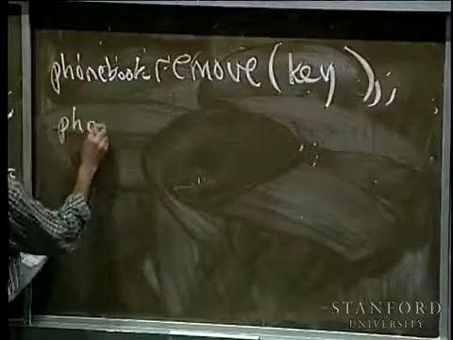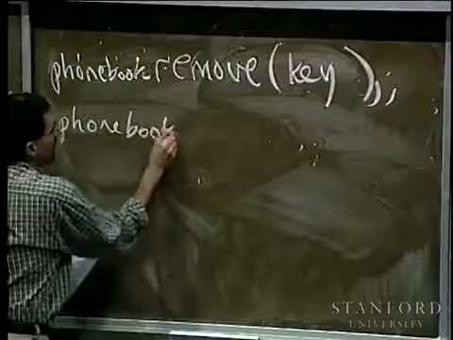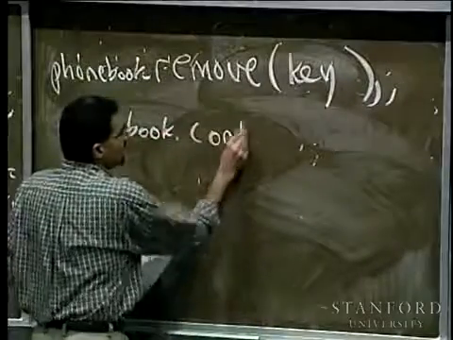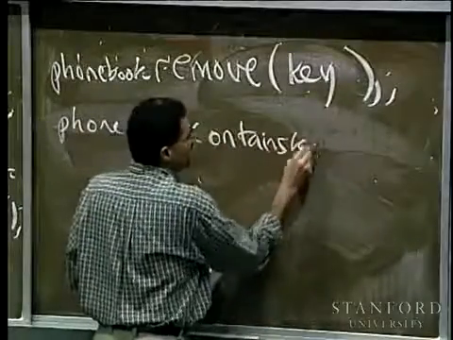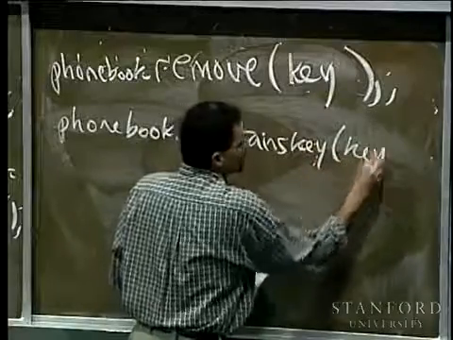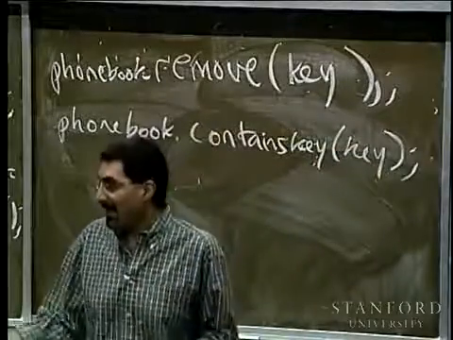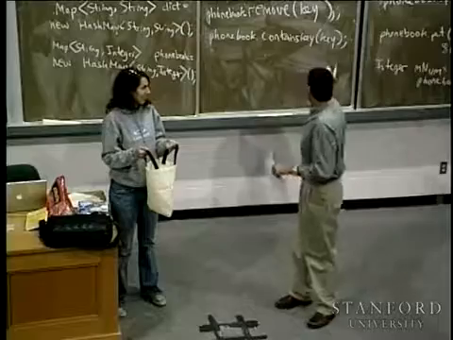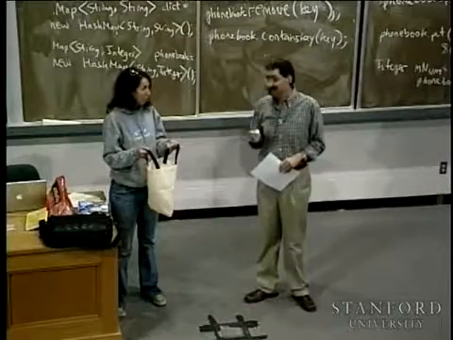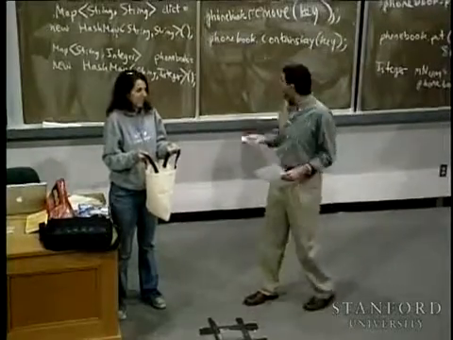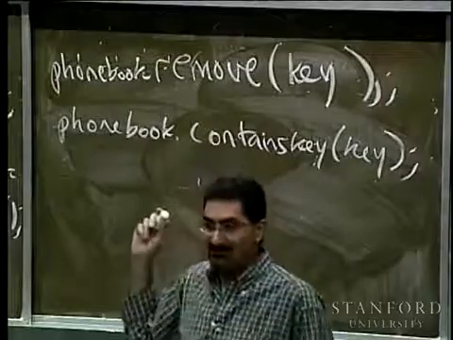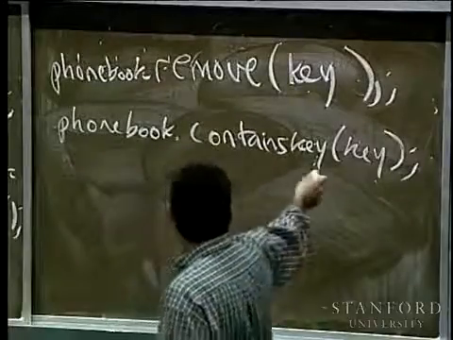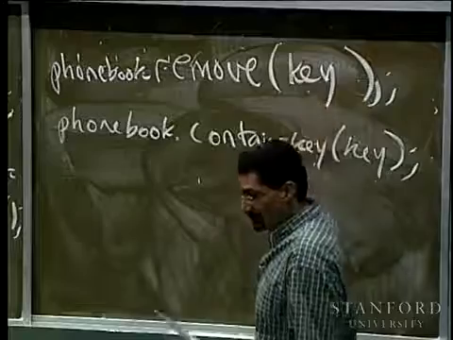But what I can also ask is, oh, phone book, do you contain a key? There's a method containsKey that I give a key, and it returns a Boolean. So I can ask, phone book, do you contain key Jenny? True. Phone book, do you contain key Meron? False, because the key's been thrown out. We already removed that key.